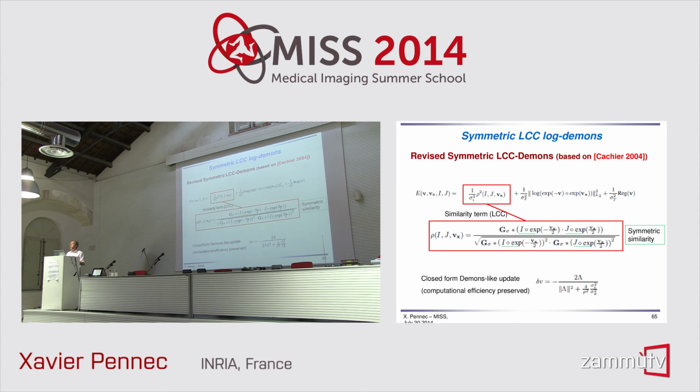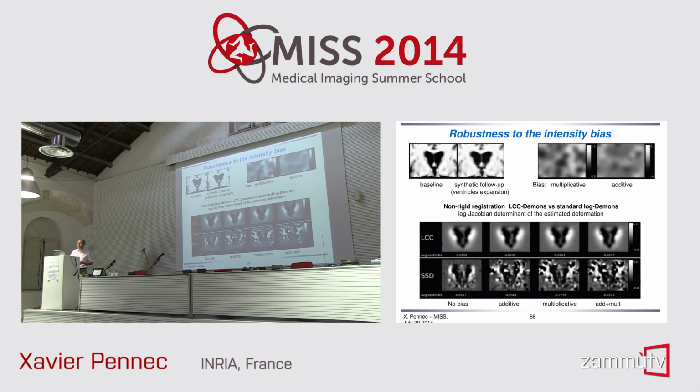So for instance, the local correlation coefficient, which is a variation of the normalized cross-correlation. So we can show that it's working quite well. So here, just to finish, are two MRI images, and we add a multiplicative bias and an additive bias. This is typical of what we observe in MRI images. And if you do the sum of squared differences, this is the Jacobian of the deformation that we observe. And you see that it's basically not very good.